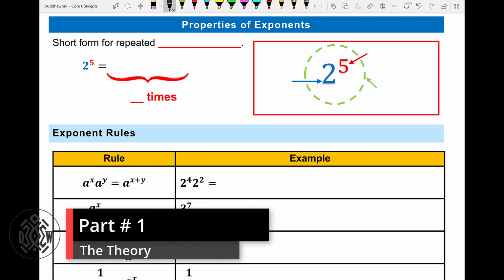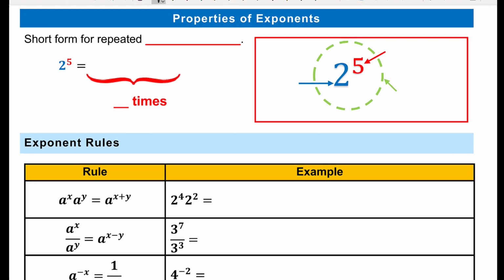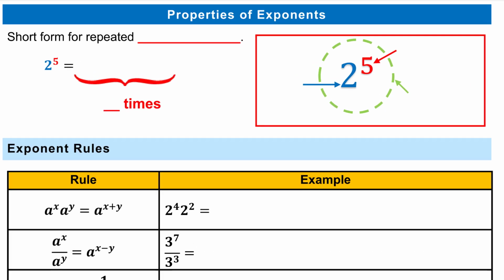Let's get to it. We have the theory of the exponent rules. The main concept for exponents that I want you to take away is that exponents are really just short form for multiplication. That's not bad for a broken hand. But what does that mean, right?